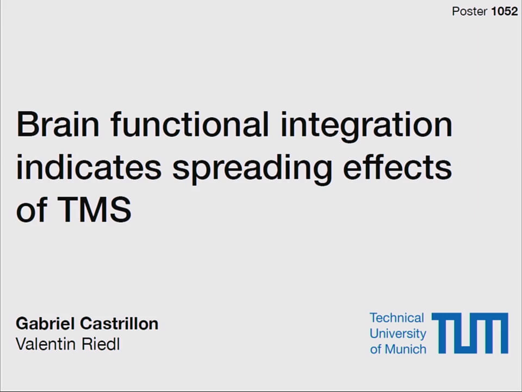The title of my talk is Brain Functional Integration Indicates Brain Effects of TMS. To start, as you might already know, transcranial magnetic stimulation, or in short TMS, is a reliable technique to modulate brain activity and human behavior when it's assessed, and specifically brain activity when it's assessed with fMRI. However, there is a big problem with the consistency of the findings in fMRI.